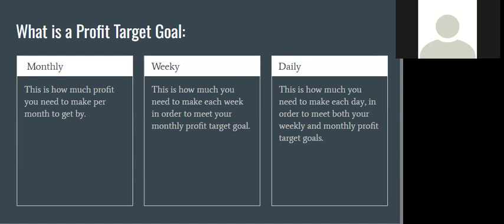Basically, our monthly target goal, this is how much profit you need to make per month to get by. First off, we're trying to replace your income. So how much do you need to make per month? Not how much you want to make when you're shooting for the stars. How much do you need to make to get by?